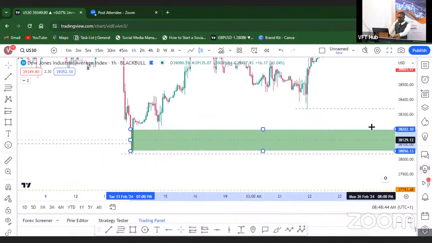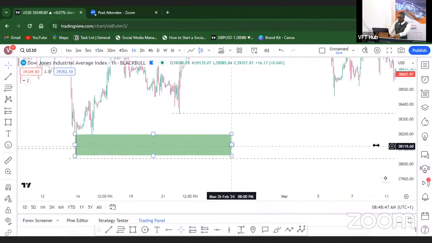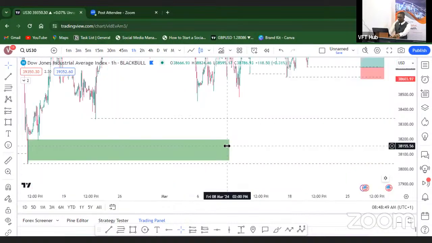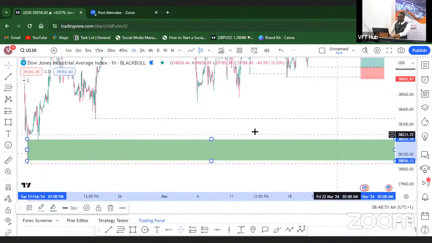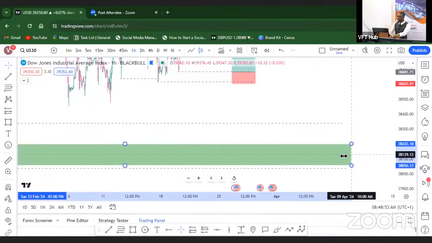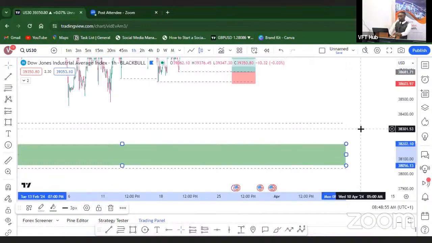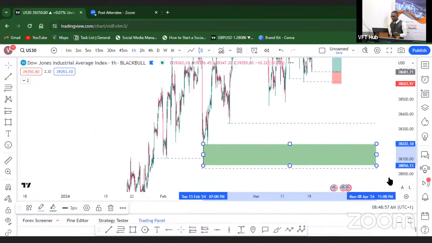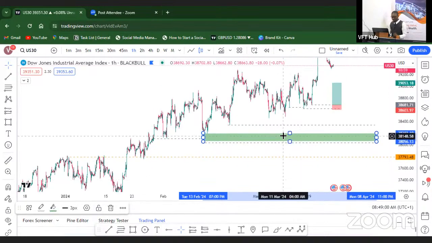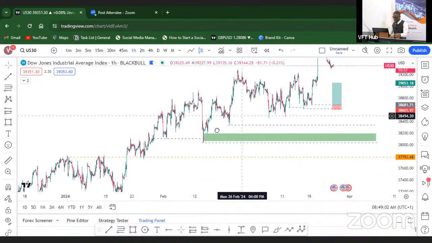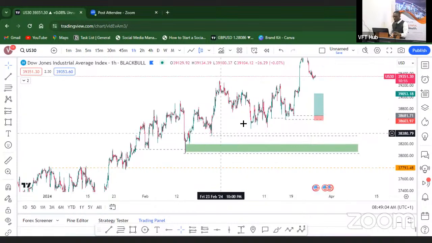I'm looking at this level to buy. That's if price comes all the way down to this level. Now you want to know that we don't control price, right? We don't control price. So that's why we are being very careful when it comes to trades like this. We just want price to do its thing.